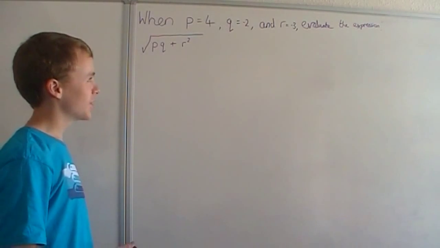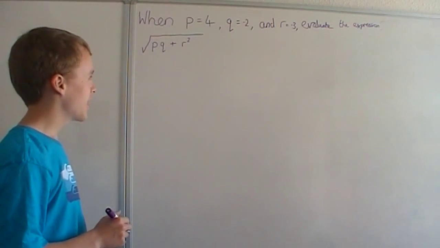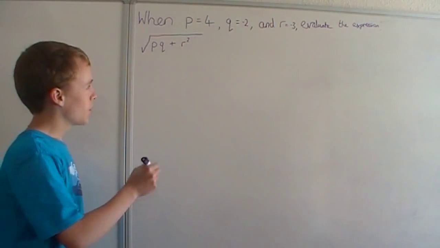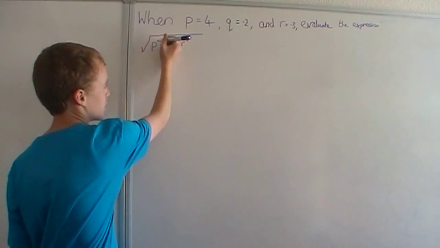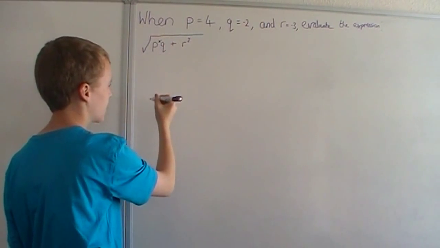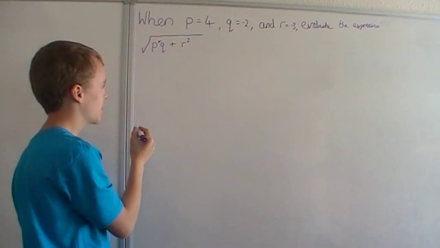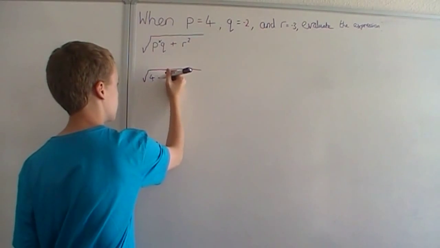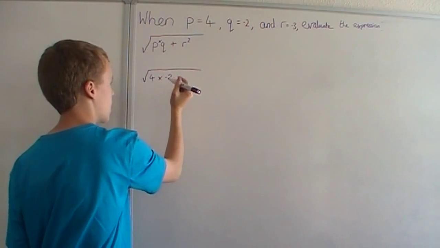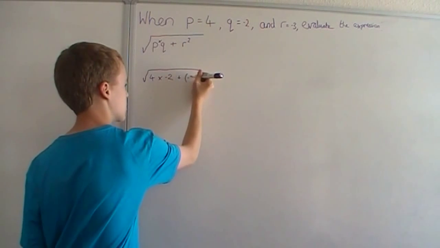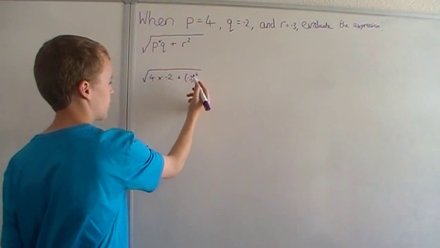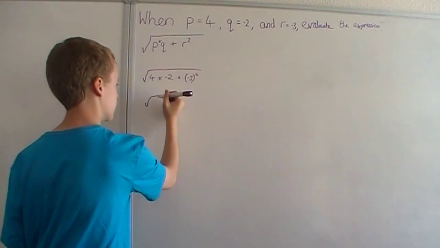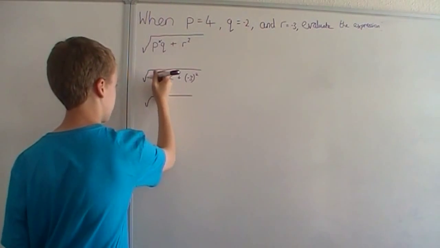When p equals 4, q equals minus 2 and r equals minus 3, evaluate the expression square root of pq plus r squared. So we can imagine that between the p and the q there is a small multiplication sign. So now we can substitute the numbers into the equation. So we have 4 times minus 2 plus minus 3 squared, with the minus 3 in the brackets just to make it clear. So 4 times minus 2 is minus 8 because the two signs are different.